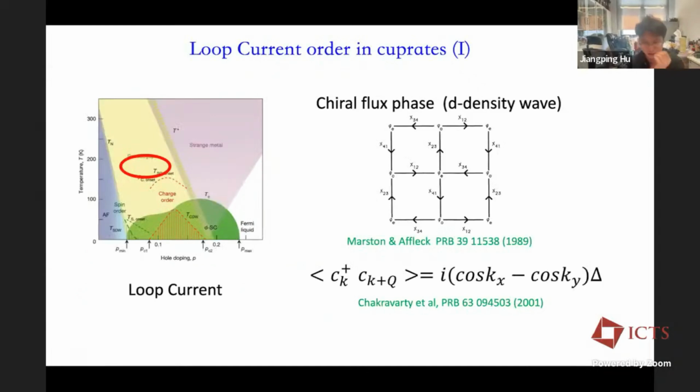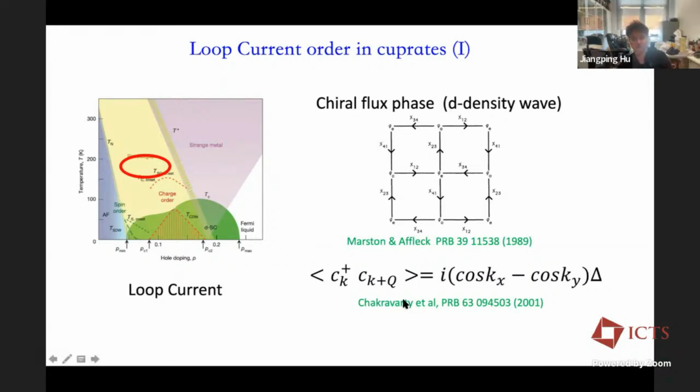If you look at the literature, the loop current order was first proposed in the cuprates. In the very early days, Marston, Affleck, they studied a strongly correlated model. They discovered there's a Coulomb flux phase, like this. This is a real electric current running on the bond. And this flux phase was later used to explain the pseudogap phase in the cuprates by Chakravarty, Chetanayaka, and others, so they called it by another name, the d-density wave.